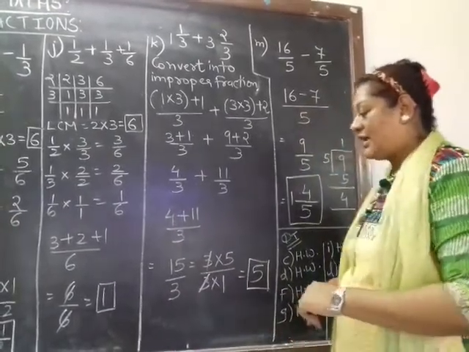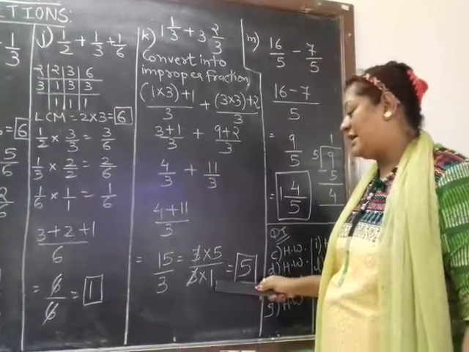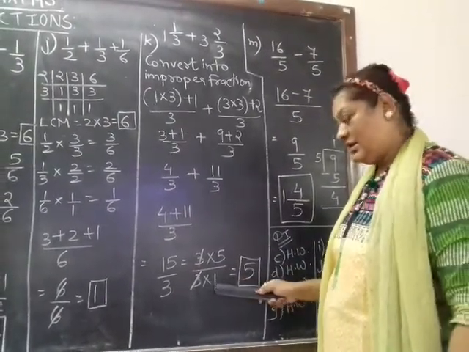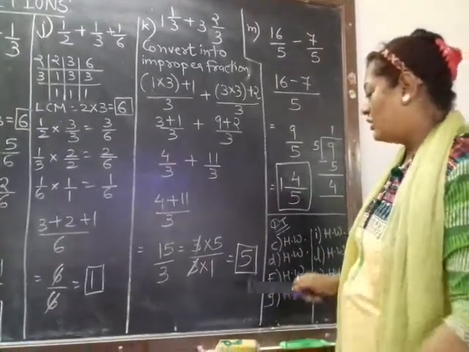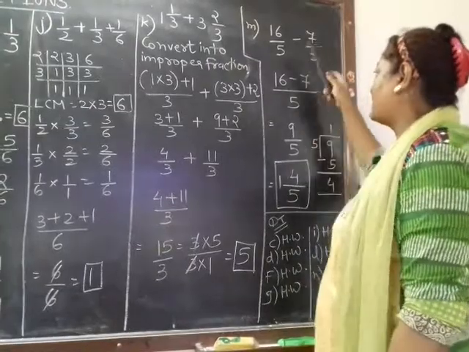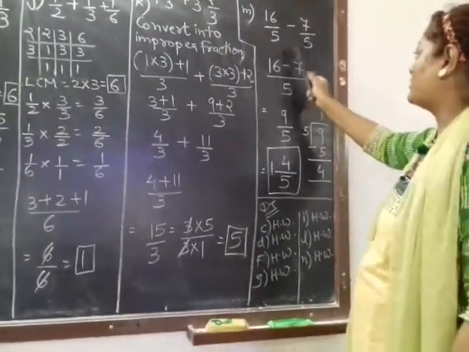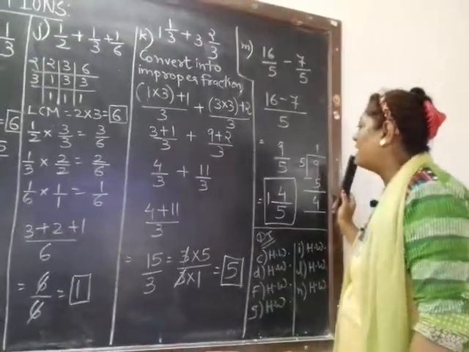Again 3 and 15 can share the common table of 3. So 3 5s are 15, 3 1s are 3. Cut the numerator and denominator with a common number 3. Denominator 1 we never write, so your answer is 5 only. And the last is very easy, children. I am not going to explain because there are same denominators, so subtract only the numerator. So answer is 16 minus 7, 9 upon 5.